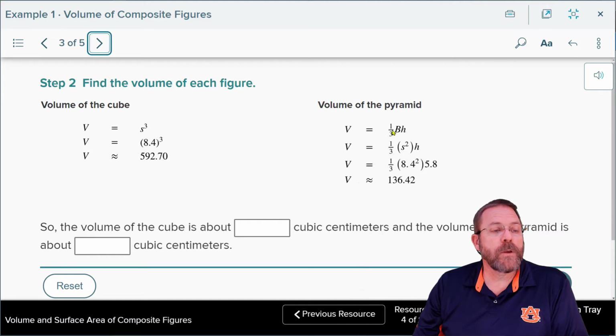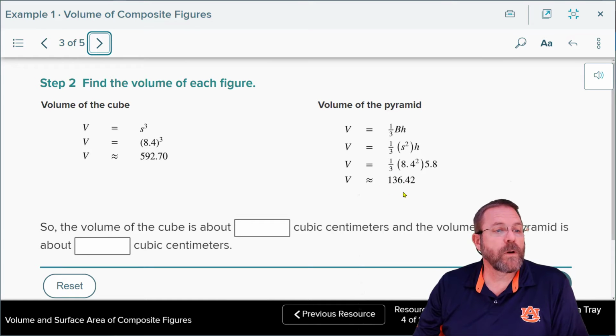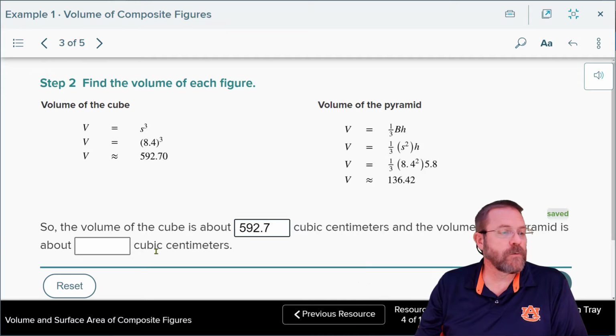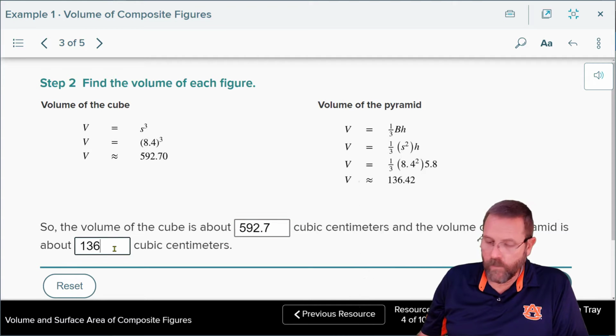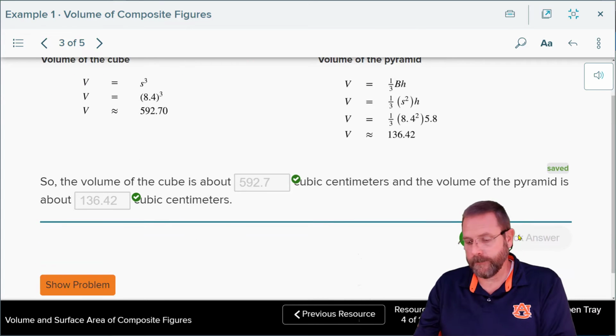The volume of the pyramid was 1/3 base area times height, where the base area is a square, which is side squared. Once again, I would really prefer to see you work out the base area like I taught you, times the height. So 8.4 squared times the height of 5.8 divided by 3 for the 1/3 gave them 136.42. So the volume of the cube is going to be about 592.7 cubic centimeters, while the volume of the pyramid is going to be about 136.42. Check those. They both check.